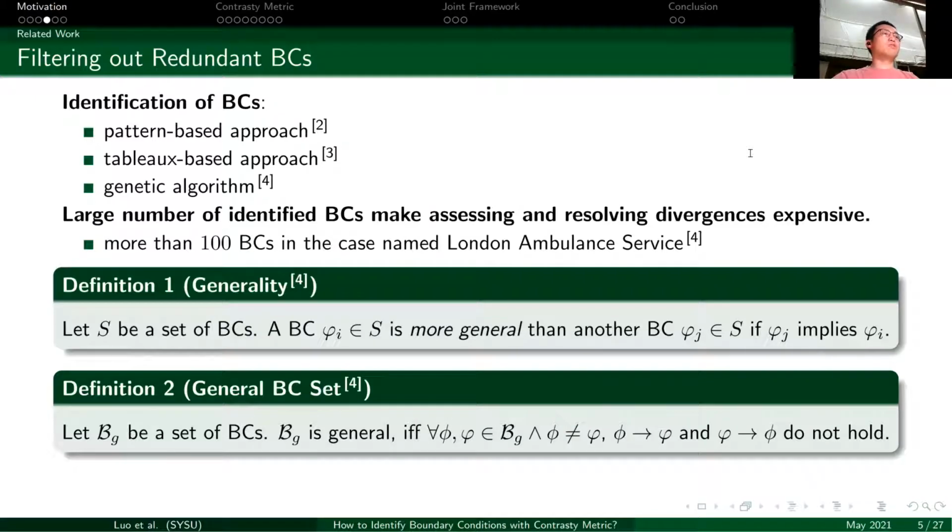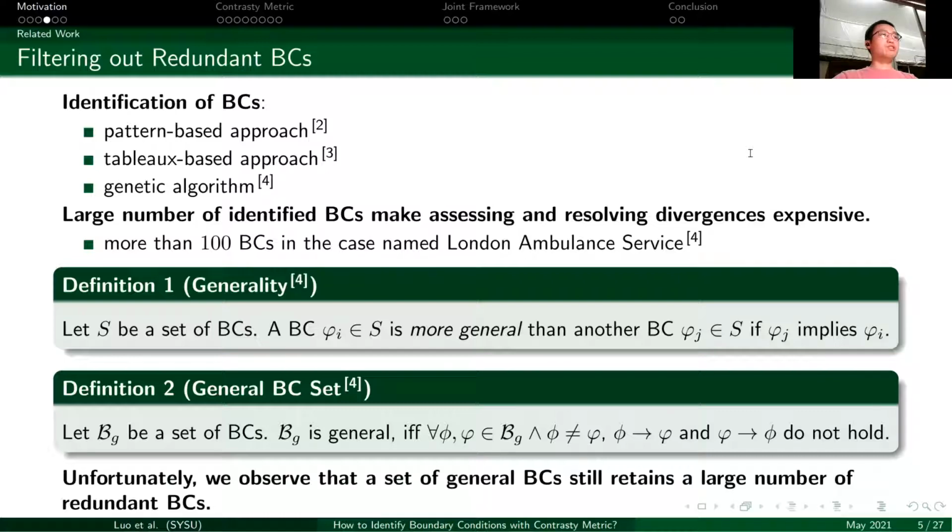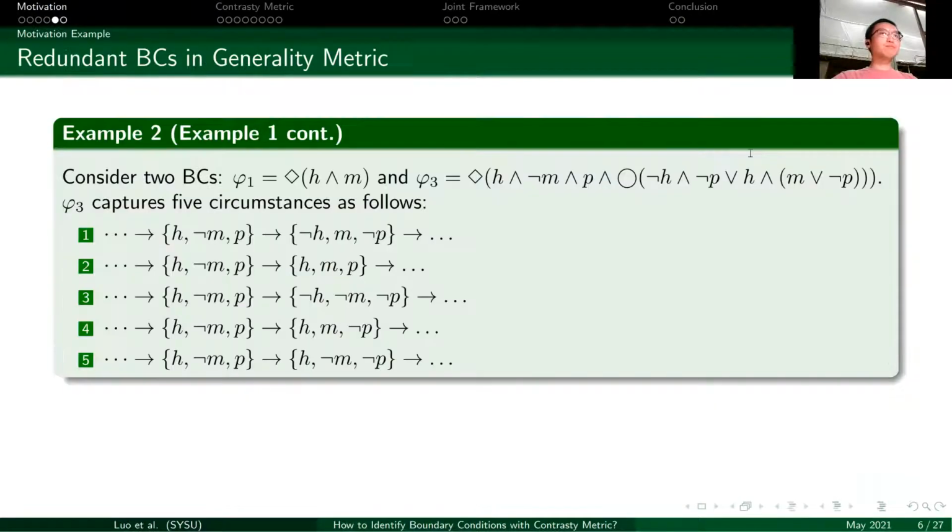As far as we know, the generality metric is the only metric to filter out redundant BCs. Existing work always computes a general BC set to filter out less general BCs. Unfortunately, we observe that a set of general BCs still retains a large number of redundant BCs.